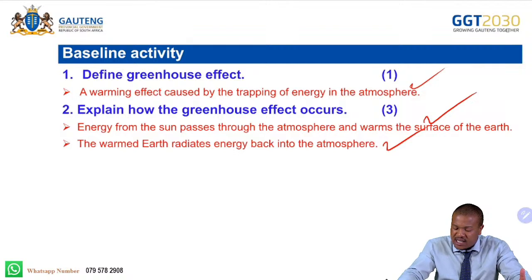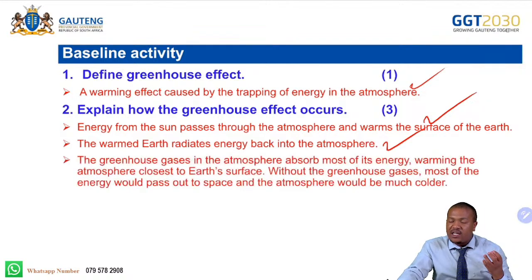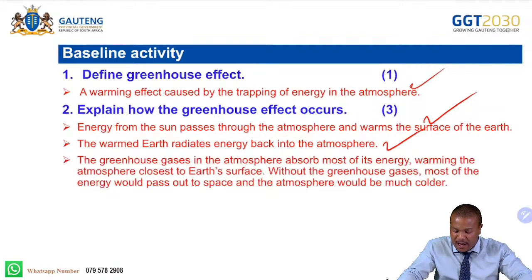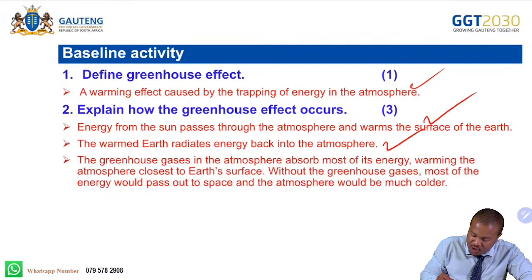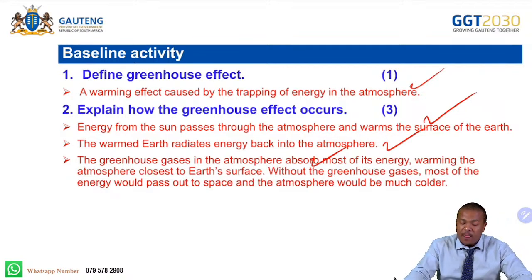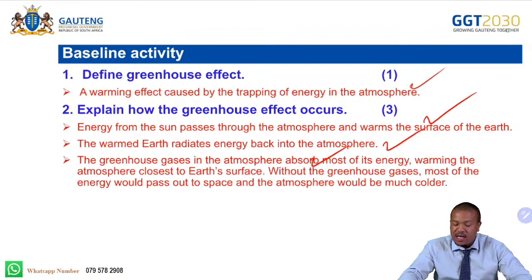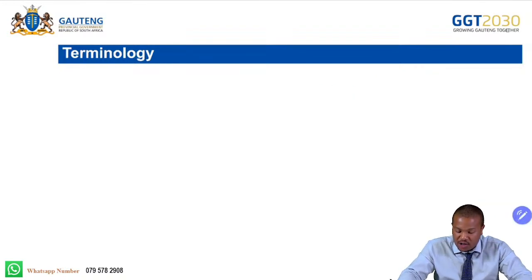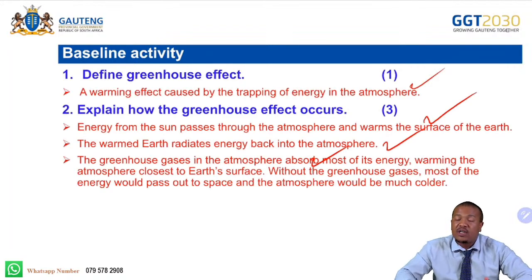Then when the energy that is radiated back into the atmosphere reaches the greenhouse gases, these greenhouse gases absorb most of this energy. Without the greenhouse gases, most of the energy would pass out to space and the atmosphere would be much colder. So now if you need to copy down the corrections, you can take a quick minute to do so. Then after that, we shall proceed with our lesson.